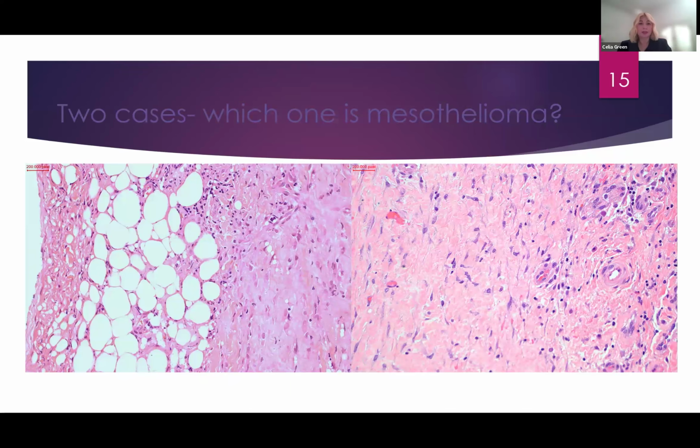So we're going to play the guessing game, 2 cases, which one is mesothelioma, and in both cases you can see that there is a very bland population of spindled cells thickening the fibrous pleura. And this one is actually a desmoplastic mesothelioma, which is subtly infiltrating the fat here, and this is the fibrous area of a reactive fibrinous pleuritis.